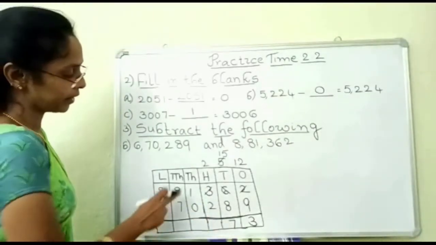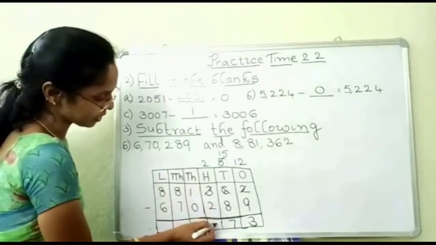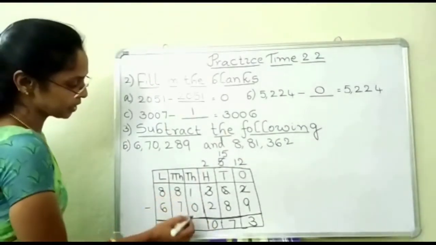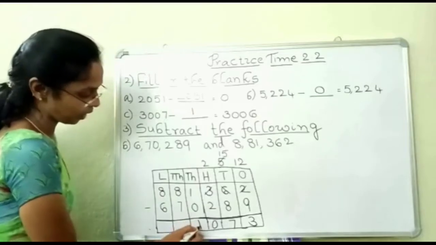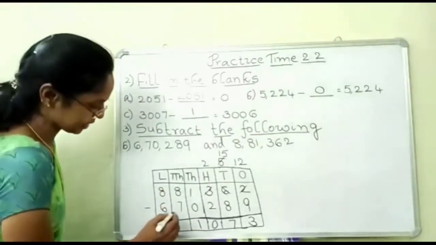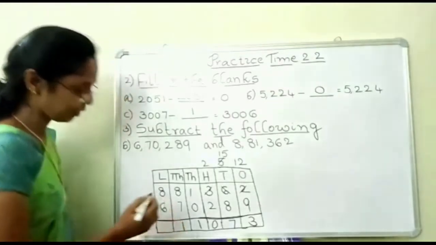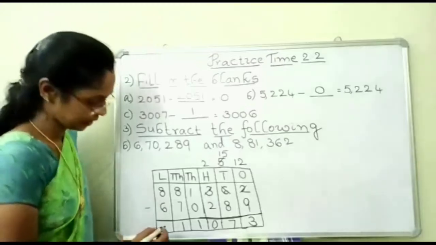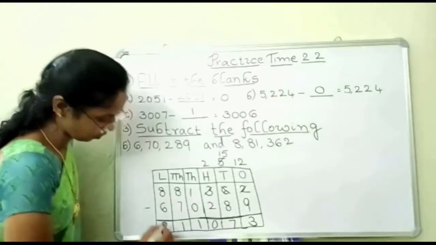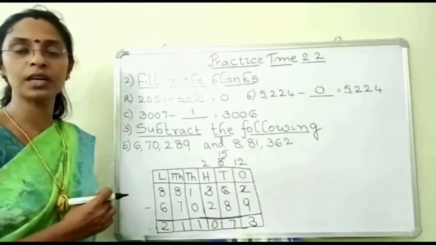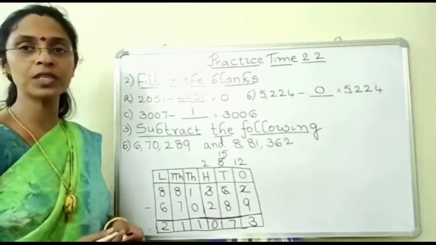Now children, hundreds place, 2 minus 2 it is 0. 1 minus 0, 1. 8 minus 7 is how much, children? Yes, you get 1 here. Here 8 minus 6, how much? Yes, you get 2. Okay children, this is about the third question. Let us do the fourth question, children.